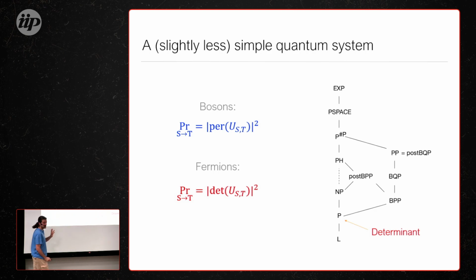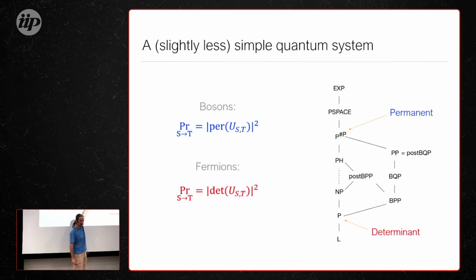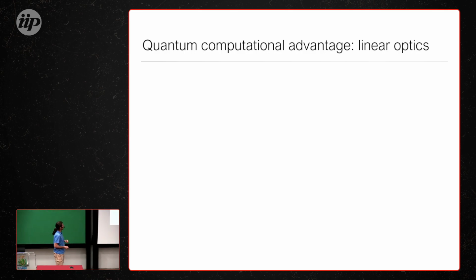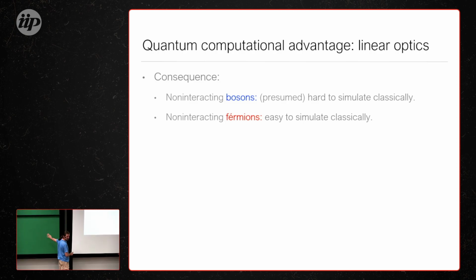However, the permanent, which remember looks a lot like the determinant, it just doesn't have those minus signs, is way up there. So P here, NP here, and something several layers above those really complicated NP problems is a class called Sharp-P. It doesn't matter too much, but that's where the permanent lives. And what this says is that non-interacting bosons, or bosonic linear optics, is hard to simulate on a classical computer, up to those conjectures that I mentioned before. Whereas non-interacting fermions are easy to simulate on a classical computer, right?